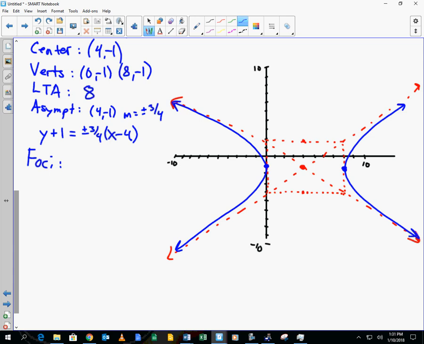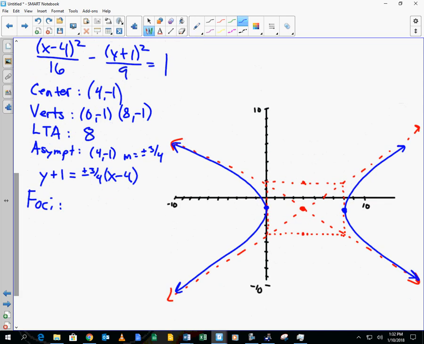Okay, foci. How do I find foci? I've got to find what value? C. How do I find it? A squared plus b squared is c squared. A squared is 16. B squared is 9. C is 5. So I move 5 units in each direction. So the location of the foci would be -1, -1, and 9, -1.